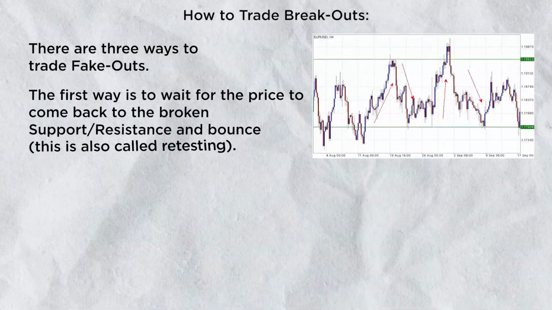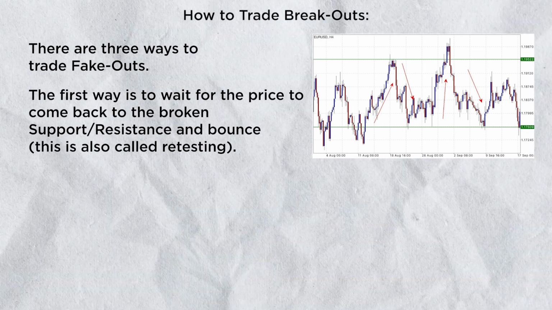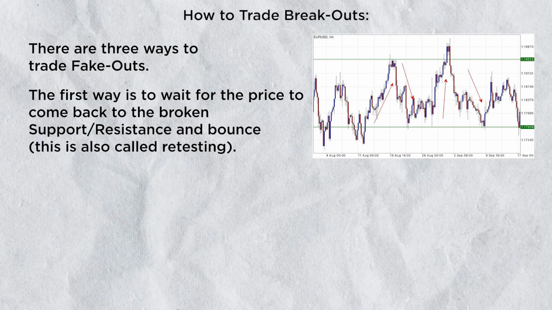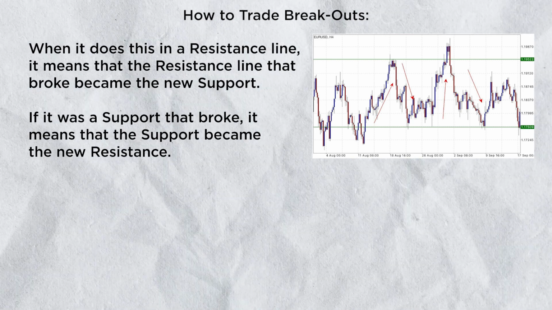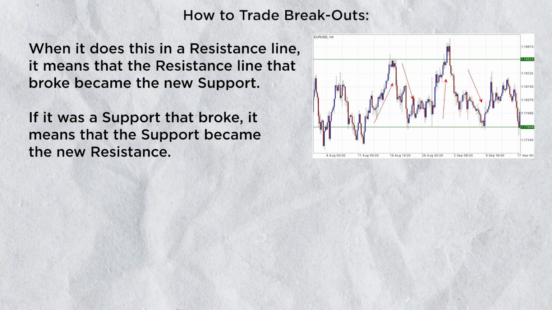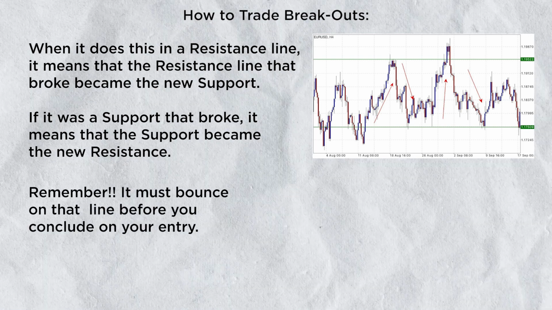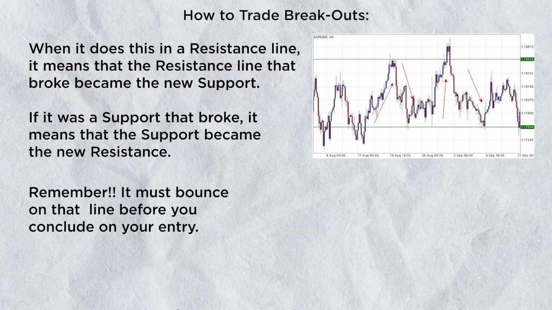The first way is to wait for the price to come back to the broken support or resistance and bounce. This is also called retesting. When it does this at a resistance line, it means that the resistance line that broke became the new support. If it was a support that broke, it means that the support became the new resistance. Remember, it must bounce on that line before you conclude on your entry.